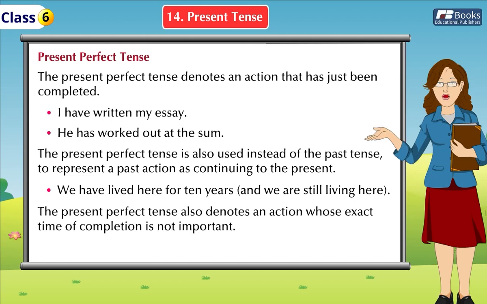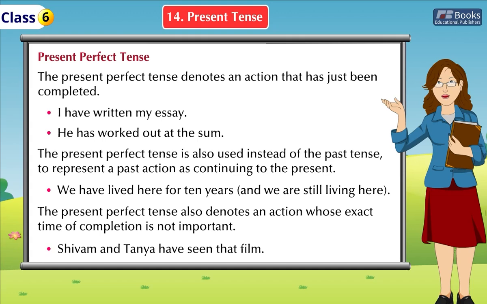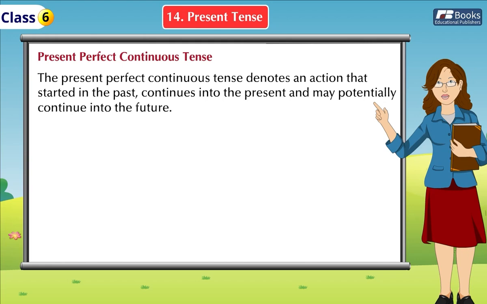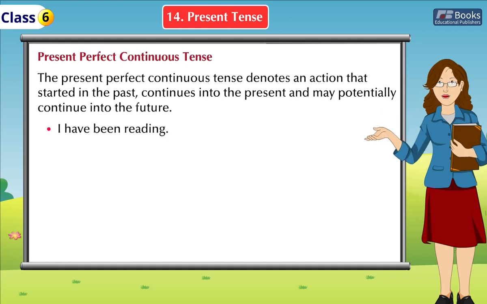The present perfect tense also denotes an action whose exact time of completion is not important. Shivam and Tanya have seen that film. Present perfect continuous tense. The present perfect continuous tense denotes an action that started in the past, continues into the present, and may potentially continue into the future. I have been reading. It has been raining.